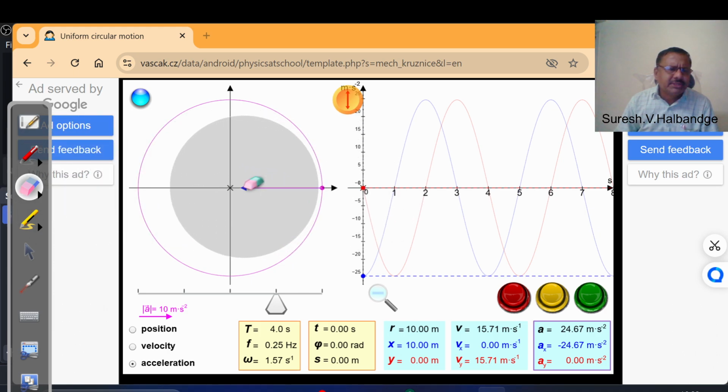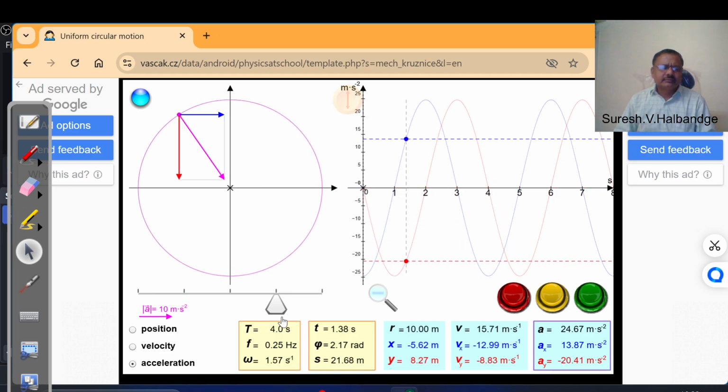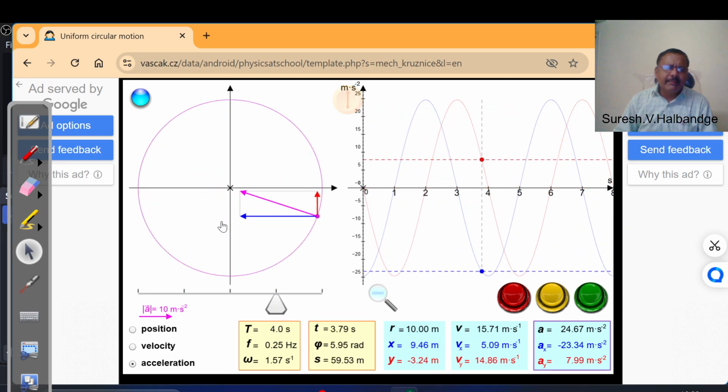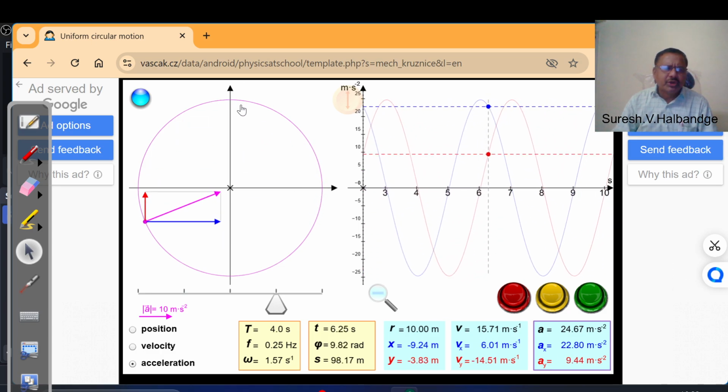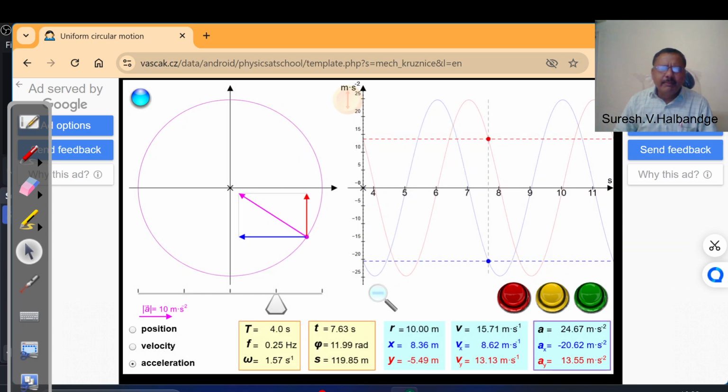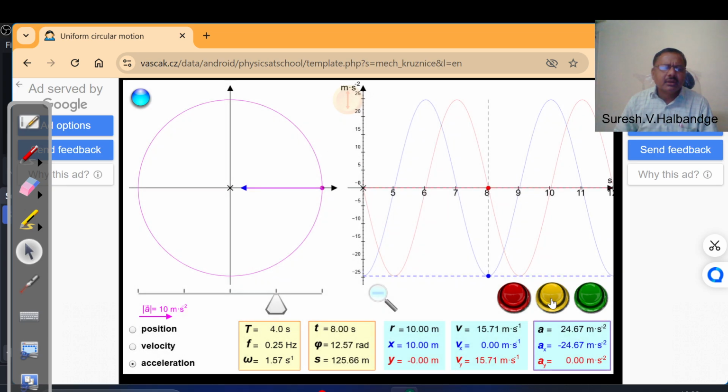Okay, now just observe this phenomenon carefully, right? I'll start this animation. So when the particle performing circular motion completes one revolution, at that time the particle performing wave motion completes one oscillation. You see, it will start from here, it will move in this way, and again it will come to the main position. It will complete one wave.